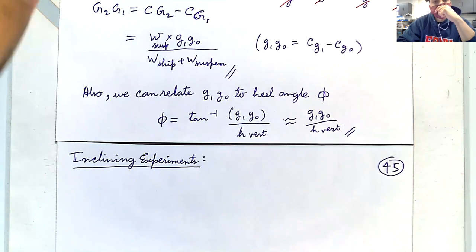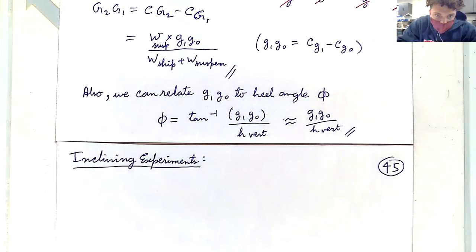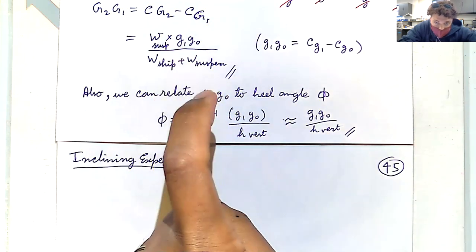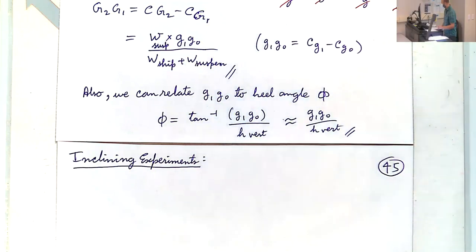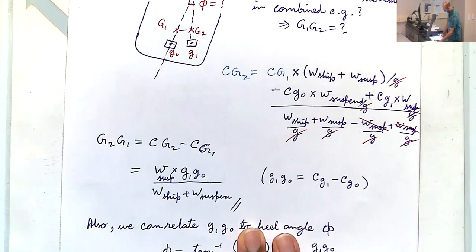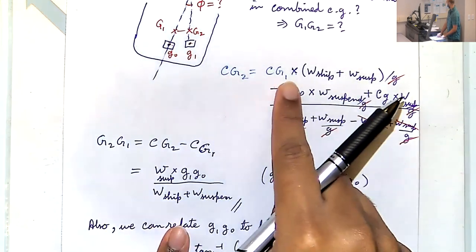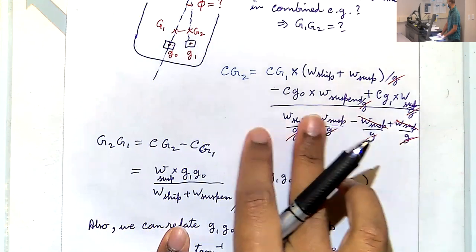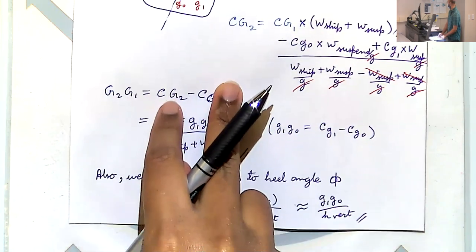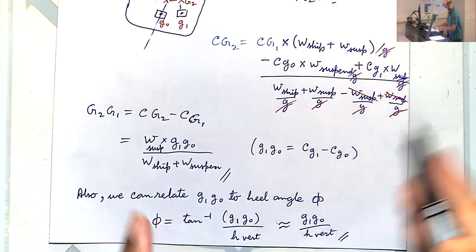I have a question. How did you simplify that one equation, W suspended times G1G0 over the phi? Oh, okay. You have CG2 here, you have CG1 here. You take the denominator over there, subtract this term, and then you get this. And whatever is left on the right side, let me go one more step.